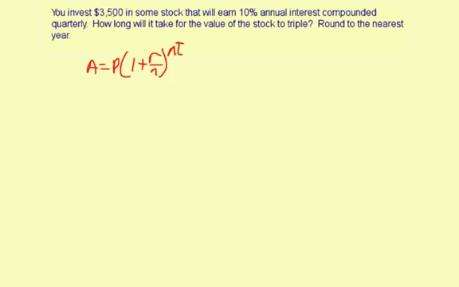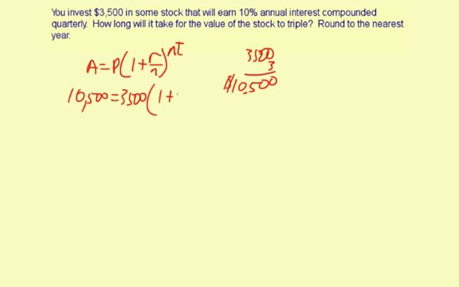So if we want to figure out how much it takes to triple, we're going to need to have 3 times the $3,500. So we're going to have $10,500. So $10,500 equals $3,500, which is the P, times 1 plus, the rate is 10% or 0.1, divided by 4 because it's compounded quarterly, and then to the 4, and then the number of years T we don't know, so it's just going to be 4T.